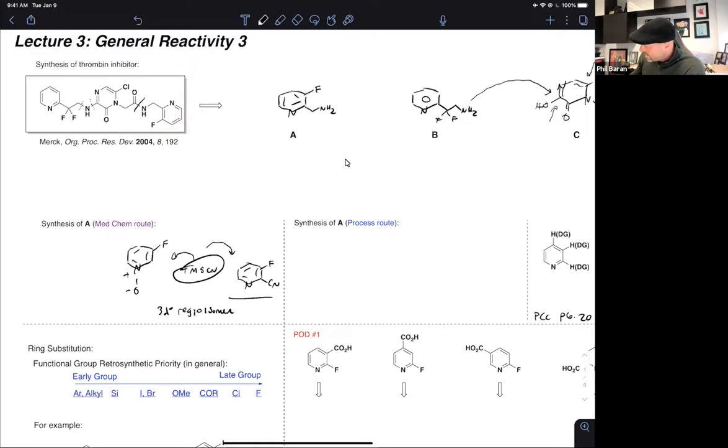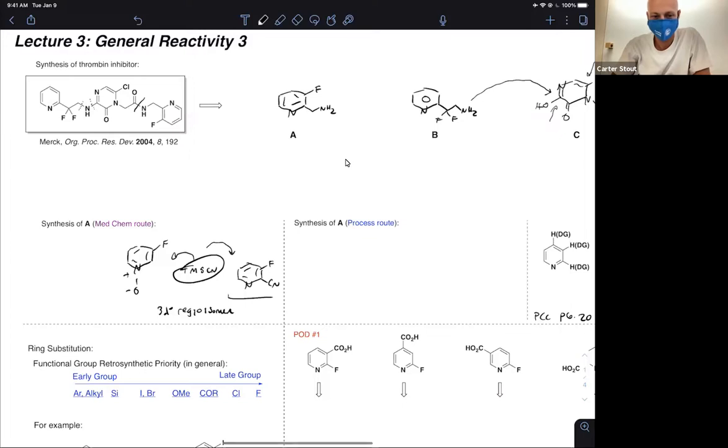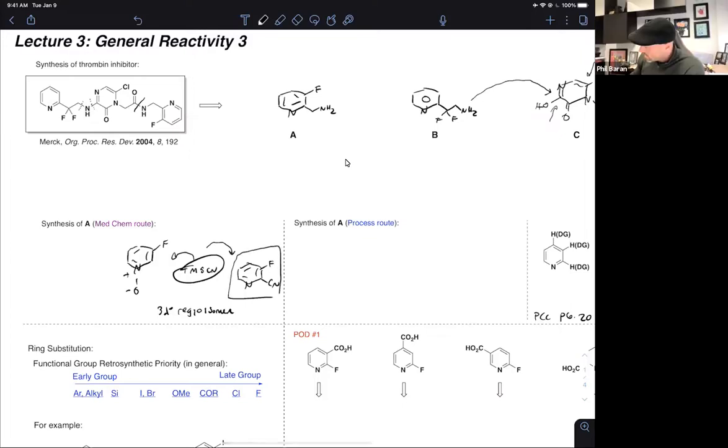So Carter, any ideas of where we're going to start to make this compound? Let's assume we can still commit ourselves to the fluorocyanide as a good precursor. But from a process standpoint, what might be a better way to do this that avoids N oxide and avoids TMS cyanide or any cyanide source whatsoever?